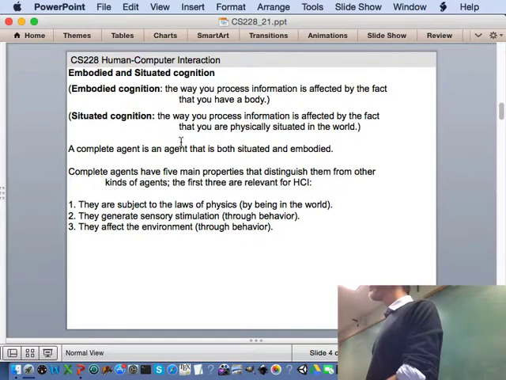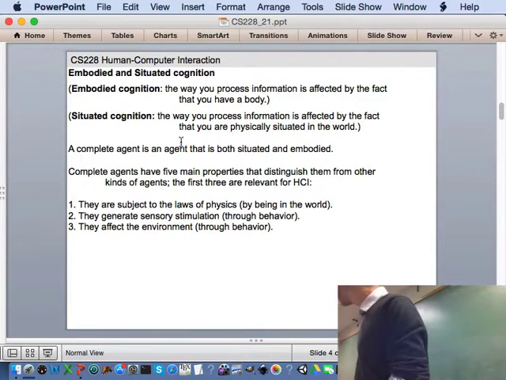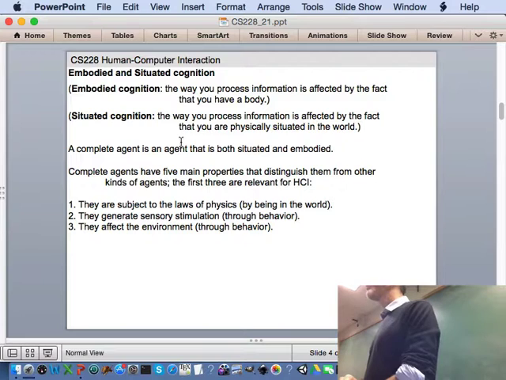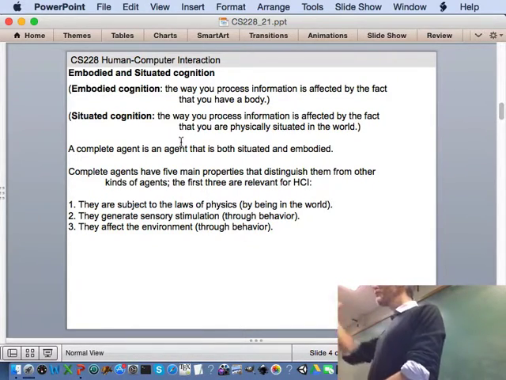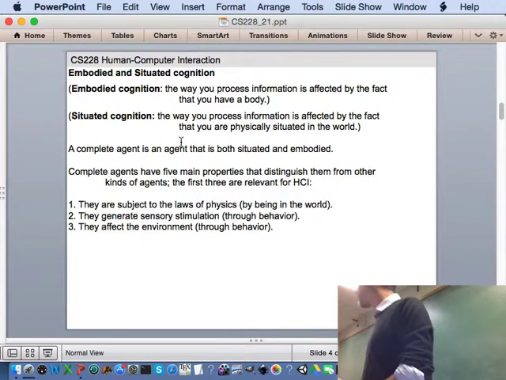The reading for today talks about 5 properties of these kinds of agents. So if you are an agent that's both embodied and situated, there are 5 aspects to your existence that you can't avoid. We're going to ignore number 4 and 5, which you'll find in the reading today. We're going to only focus on the first 3, which are relevant for HCI. The first one is the most obvious one. The moment you are a physical object existing in the world, you are subject to the laws of physics.